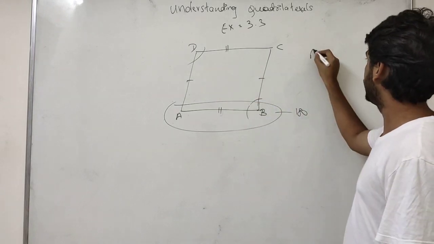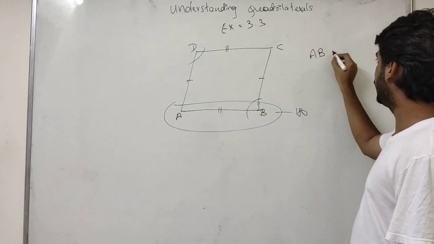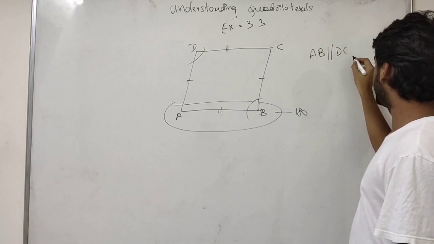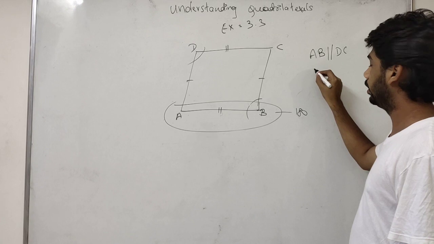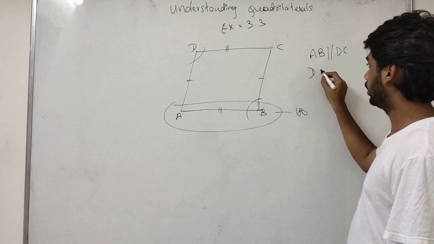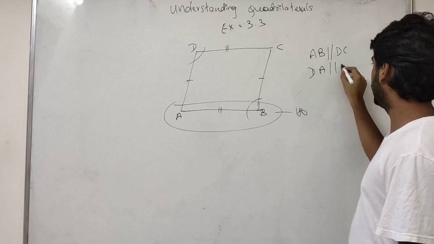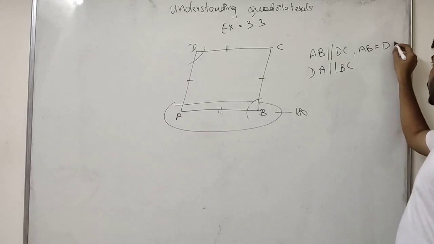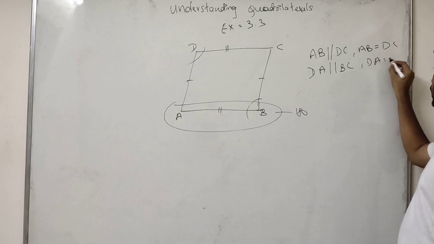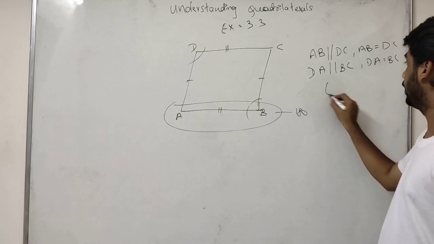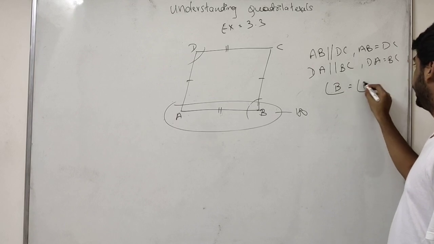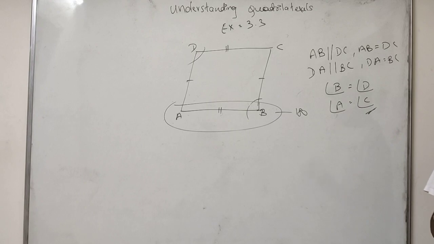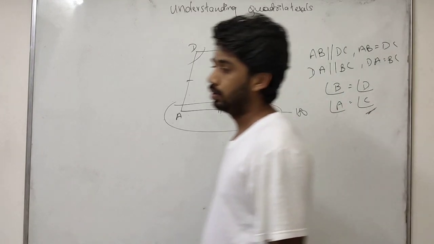Opposite sides will be equal and parallel. AB is parallel to DC and AD is parallel to BC, and they will be equal. AB length will be equal to DC, and opposite angles will be equal. Angle B is equal to angle D. Angle A is equal to angle C. So this is a basic concept you must know. Note it down.